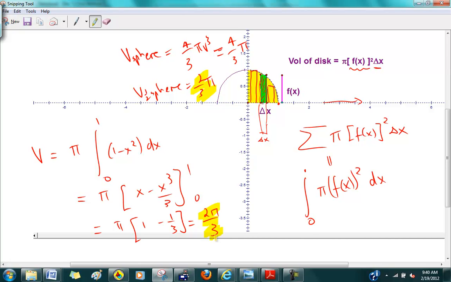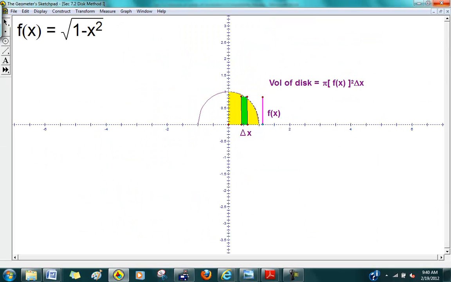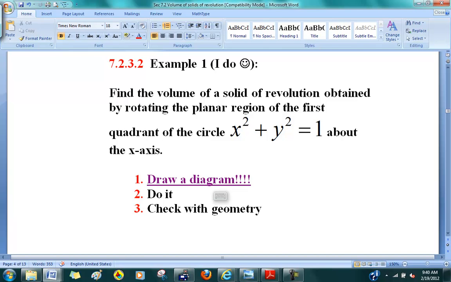So this topic really, you can kind of relate to where these formulas came from. They came from calculus. All right, so one example down, many more to go.